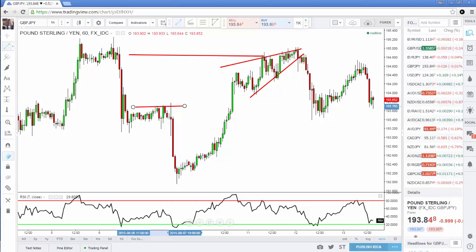So there's nothing special about a triangle. There's nothing special about a wedge, a pennant. They're all essentially the same thing. They're a little different, but all essentially the same thing. The key to making these patterns work is when and how you take them in compared to what's going on in the rest of the price chart.